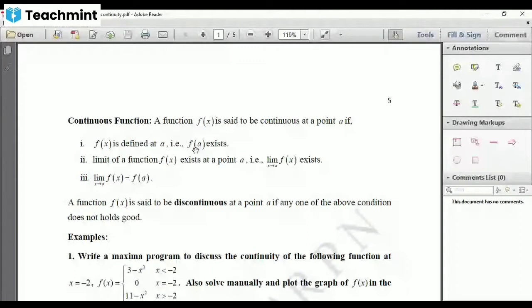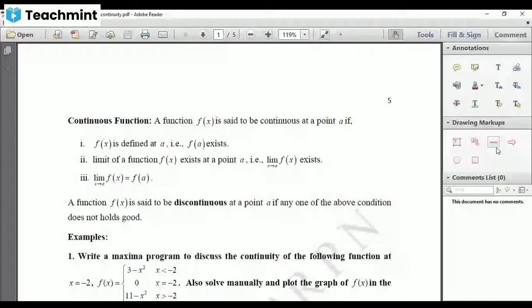The second condition is that the limit of the function f of x exists at the point a. That means the limit as x tends to a of f of x exists. In the previous class, you discussed how to find the limit of a function. You have to find the left-hand limit and right-hand limit, and both must be equal. Then we say the limit of the function exists. So the second condition is that the left-hand limit and right-hand limit exist and both are equal. And the third condition is that this limit and f of a must be equal. If these three conditions hold, then we say f of x is continuous at the point.